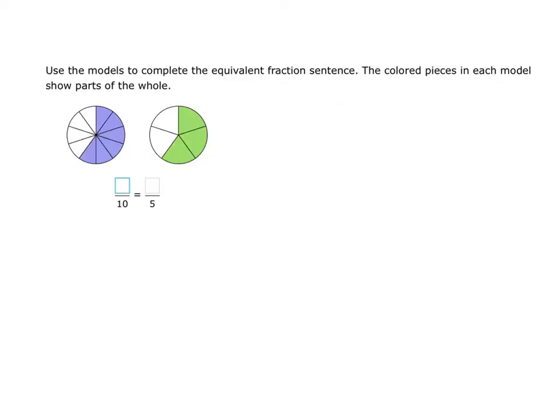All right, we have two more models. Pies that are cut into 10 parts and a pie that's cut into 5 parts. So we have tenths and fifths. Here in our tenths, we're going to count 1, 2, 3, 4, 5, 6 tenths is equivalent to 3/5. Let me write that out. 6 tenths is equivalent or equal to 3/5.